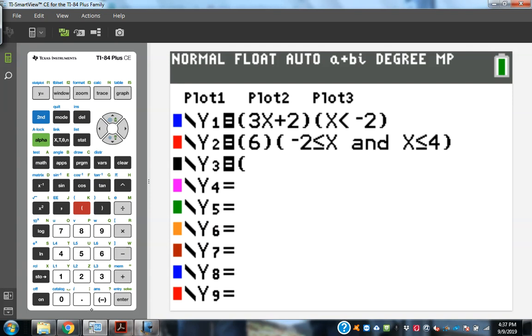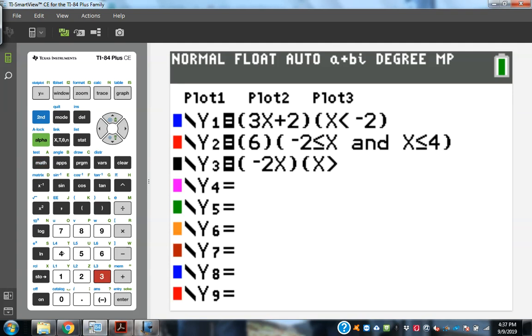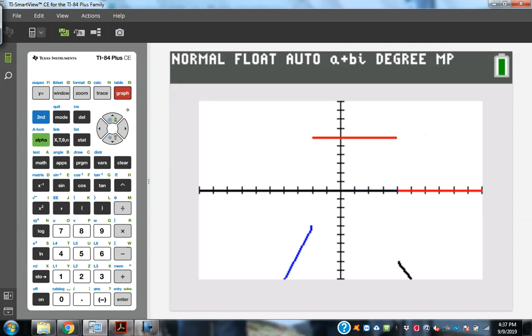So parentheses, -2x, close the parentheses, and then another set of parentheses. I need x is greater than 4. So x, second math, option 3, greater than 4, and then hit graph. And there I see that little piece that was going to be the same picture we drew by hand.